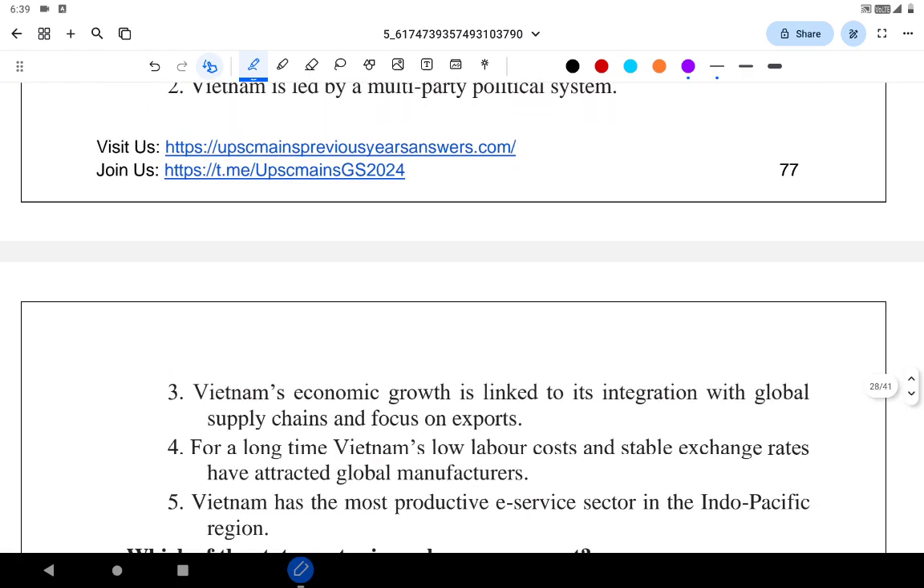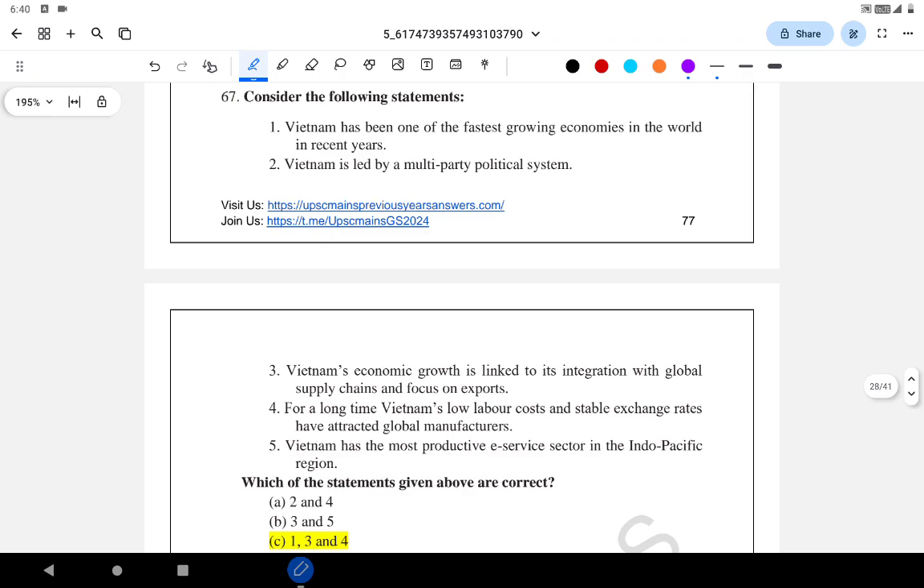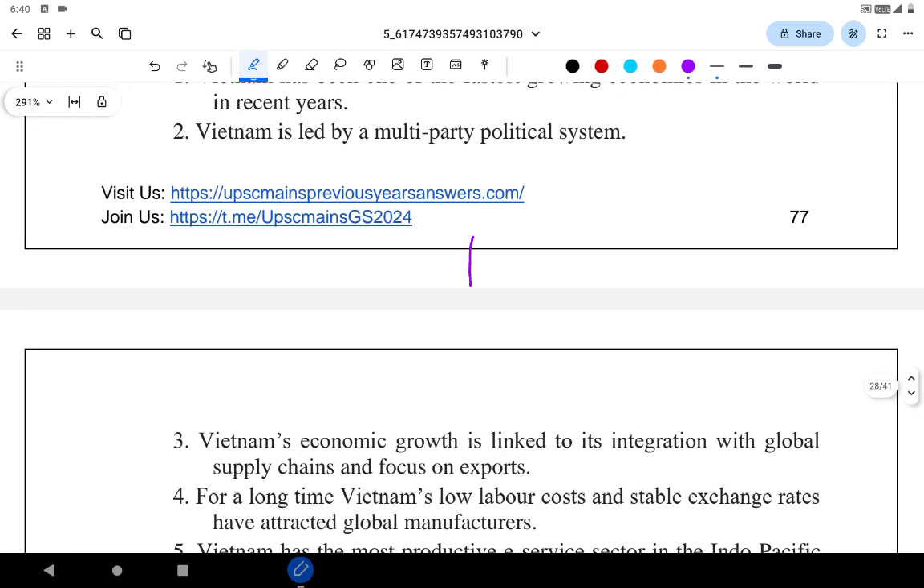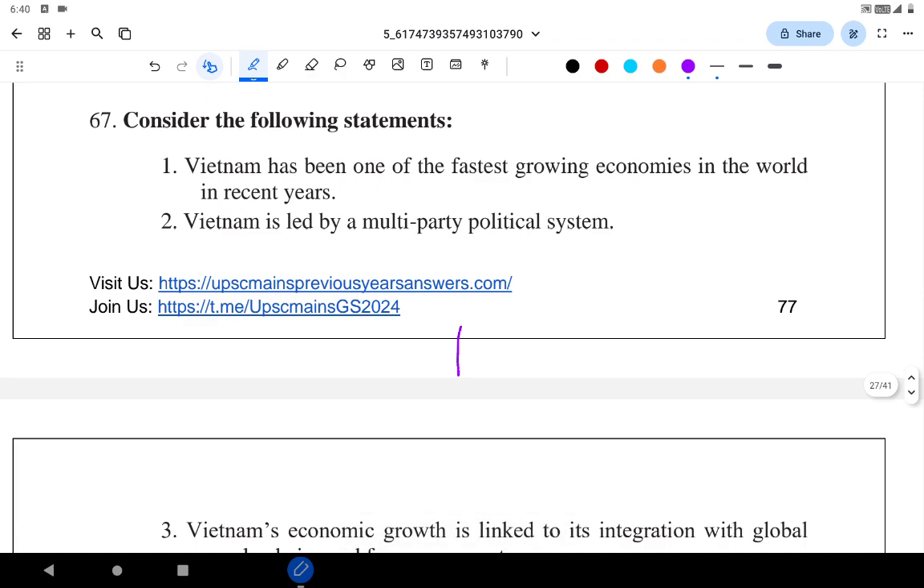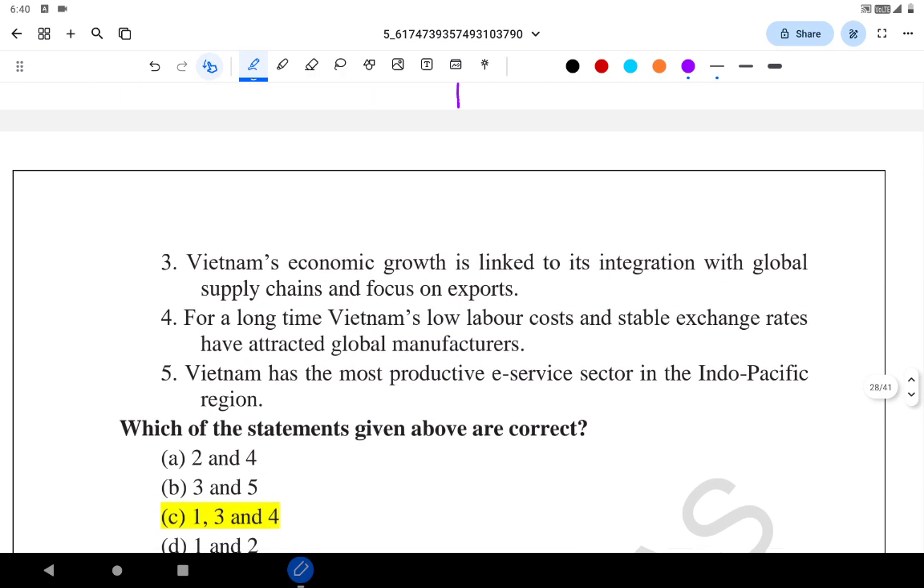Next question. Vietnam has been one of the fastest growing economies in the world in recent years. Statement 2 says Vietnam is led by a multi-party political system. No, Vietnam is a single-party communist rule. So statement 2 is wrong. Statement 1 is correct. Vietnam's economic growth is linked to its integration with the global supply chain and focus on exports. Correct.